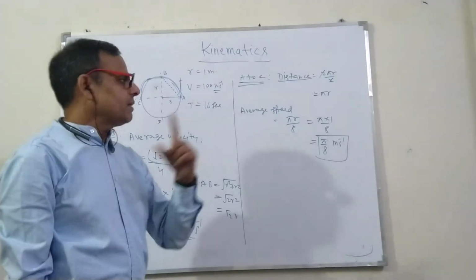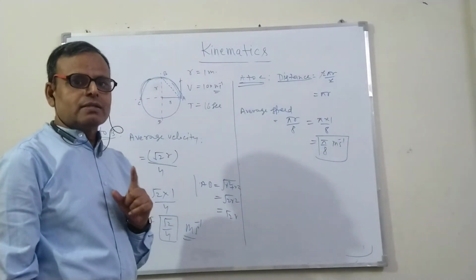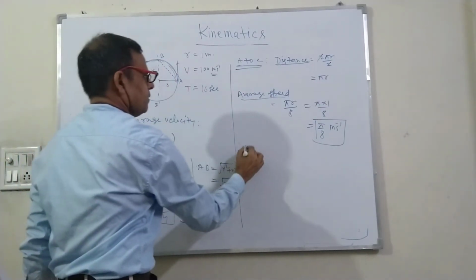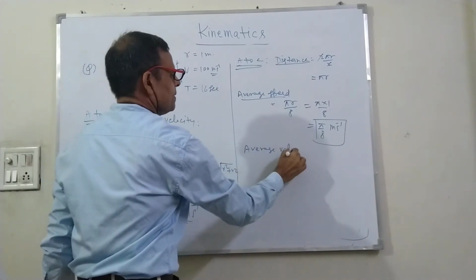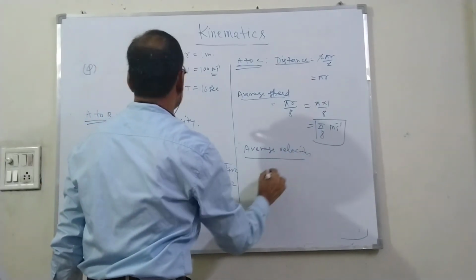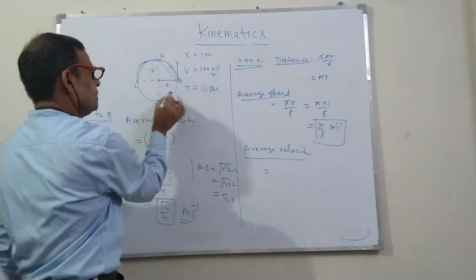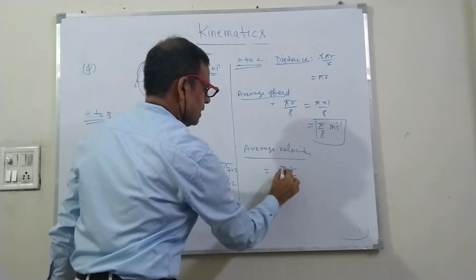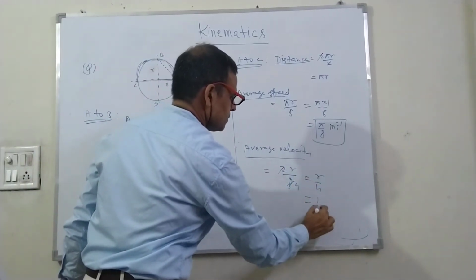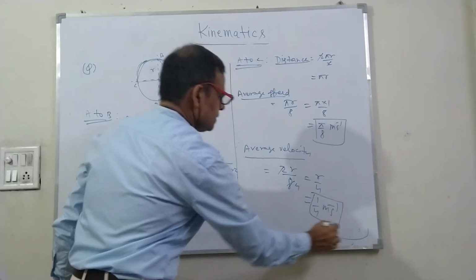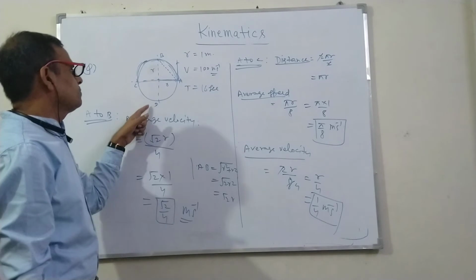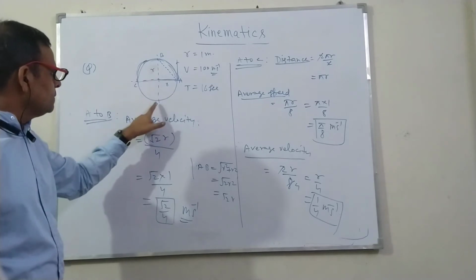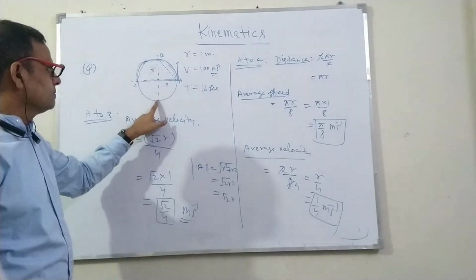I think you have understood it. Similarly, the average velocity from A to C will be equal to total displacement from A to C, that will be this diameter, that is 2r, by half time, that is 8, and that means r by 4, r means 1, so 1 by 4 meter per second. Similarly, we can solve the average speed from A to D, using the total path length and the total time.